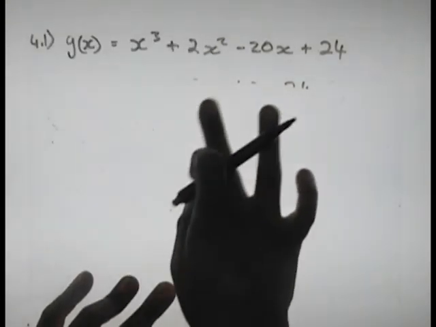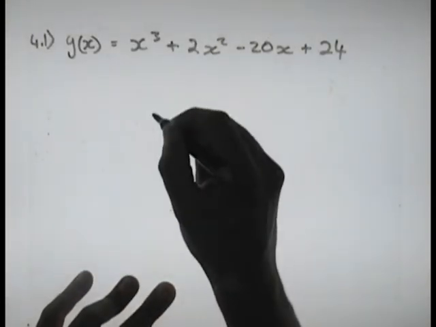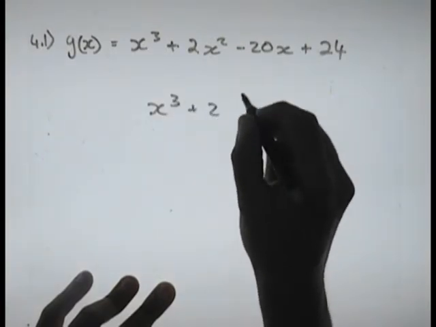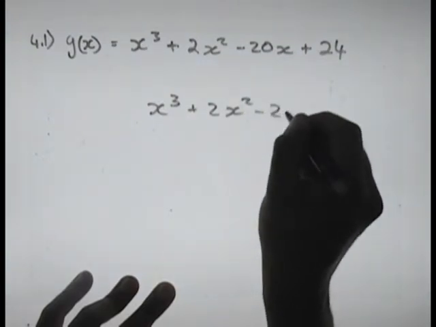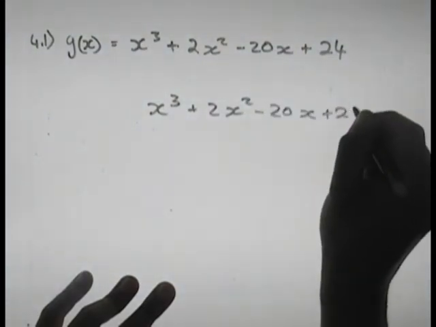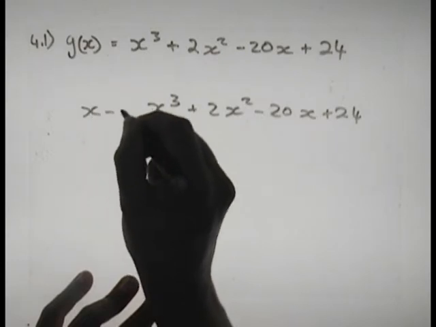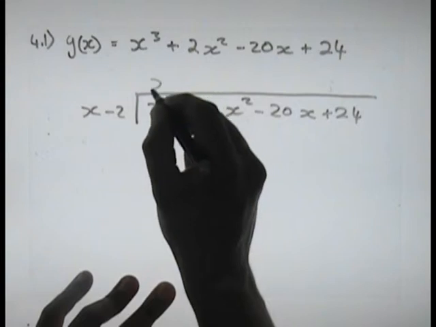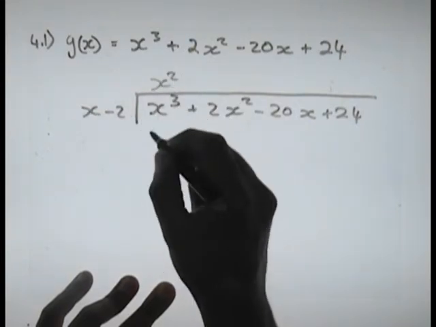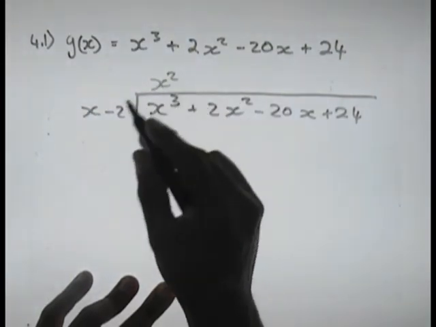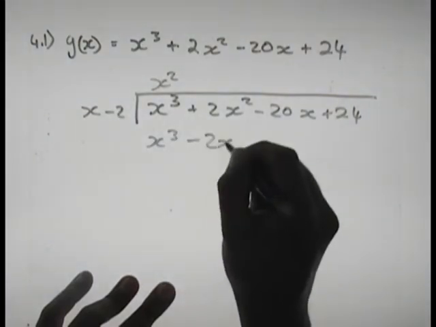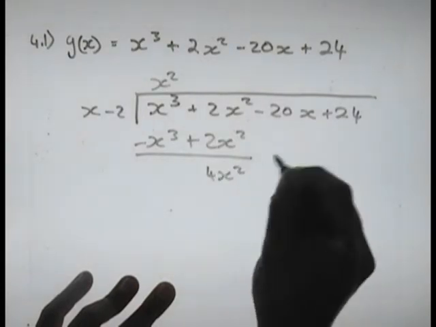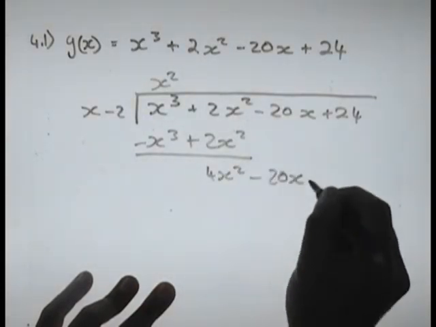The way I'm going to do that is the way I've done synthetic division all the time. x cubed plus 2x squared minus 20x plus 24, divided by x minus 2. x into x cubed goes x squared, times x is x cubed. x squared times minus 2 is minus 2x squared. Change the signs. That will give me 4x squared, bring down the negative 20x.